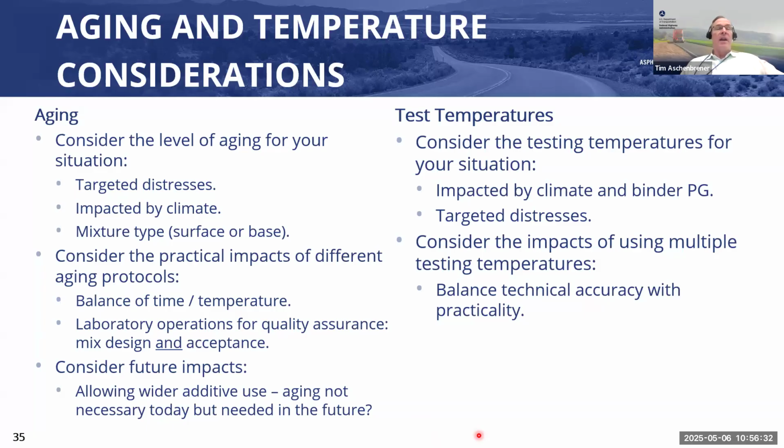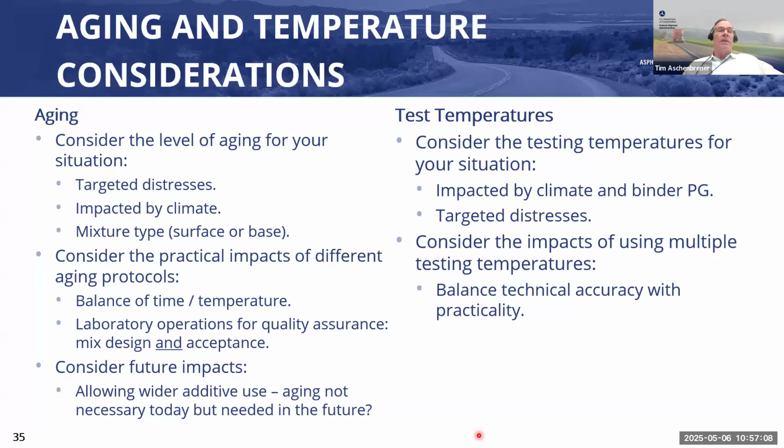Rutting, on the other hand, often occurs in the near term. Short-term aging is probably more appropriate for that. Climate will have a big impact. If you have areas in your state that have very high temperatures, like in Colorado or southeast high desert areas, versus the Rocky Mountains where you have roads at 10,000 feet. Arizona could be another example. They go snow skiing in the winter in the northern part of their state, and in the southern part of the state, it is very, very, very hot.